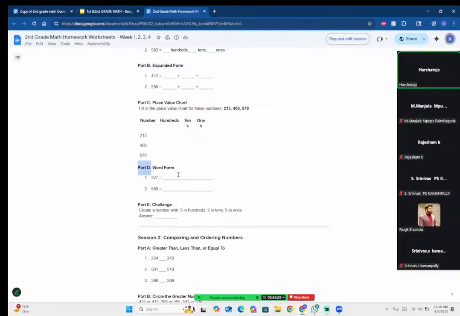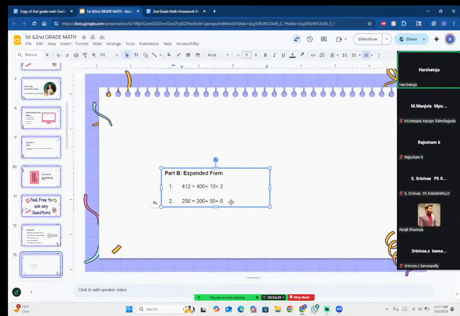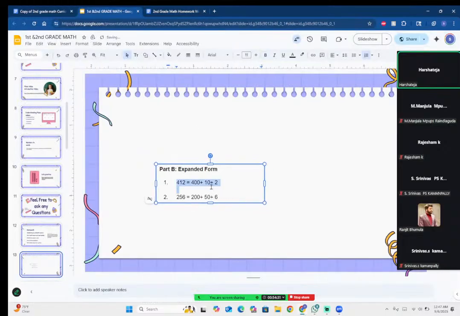Here, we can just skip to part D. So 327. So from the video, we know we start from the hundreds place and then move on to tens place and then move on to the ones place. So 327.